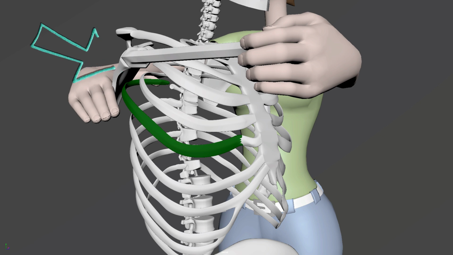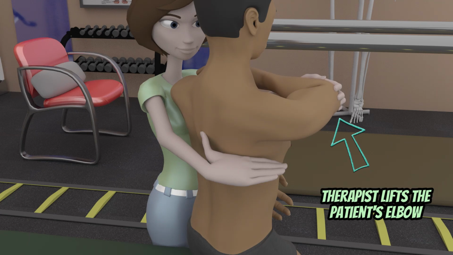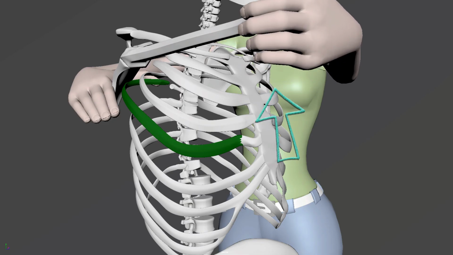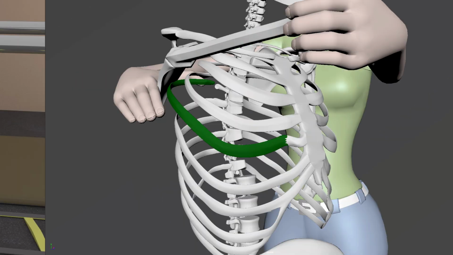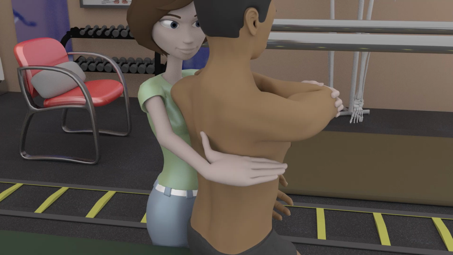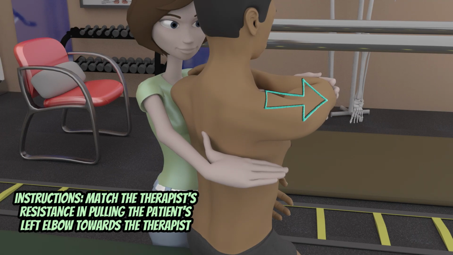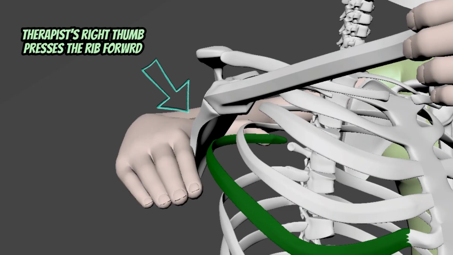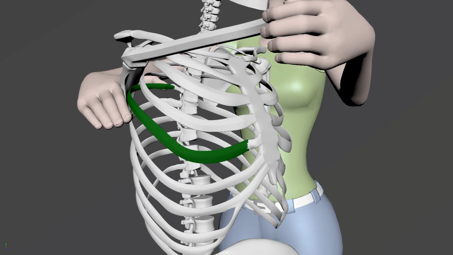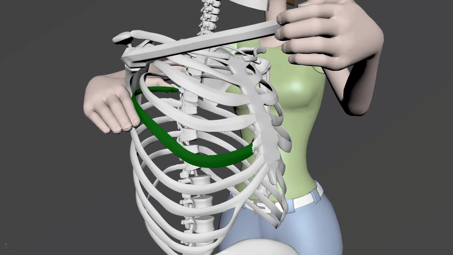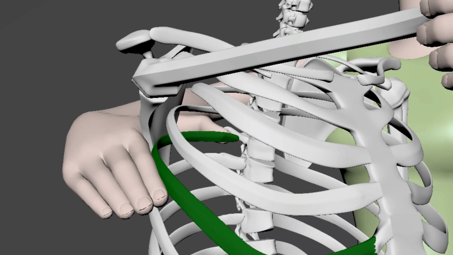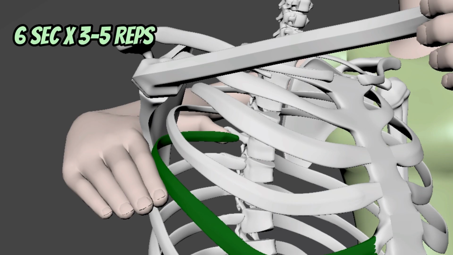The therapist lifts the elbow to localize the force on the fifth rib, then instructs the patient to move the right elbow to the left shoulder against the therapist's resistance, while the right thumb provides an anteromedial pressure just lateral to the fifth rib angle. The position is held for 6 seconds for 5 reps.